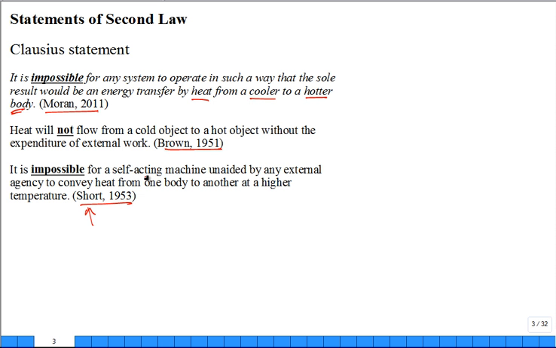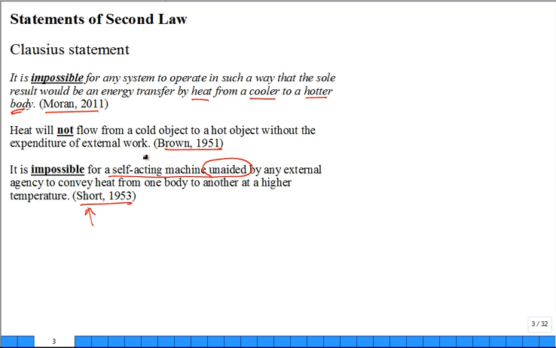It is impossible for a self-acting machine unaided by any external agency to convey heat from one body to another at a higher temperature. Something about pumping heat up the temperature scale. Heat flows down from hot to cold. Does heat flow up? Not without some input into a system to make it happen. Not without some, this is a self-acting machine unaided by external agency. I can create a machine that's aided, paid for, and then I can make something cold or colder and make something hotter. But otherwise, no.